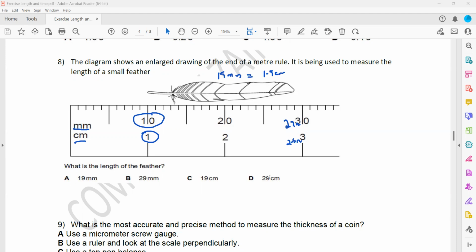So all the centimeter options should be 1.9, but this is 29, this is 19. So we are left with millimeter. Starting at 10 and ending at 29, the length is equal to 19 millimeter. So A should be the right answer. Is it clear, this one?